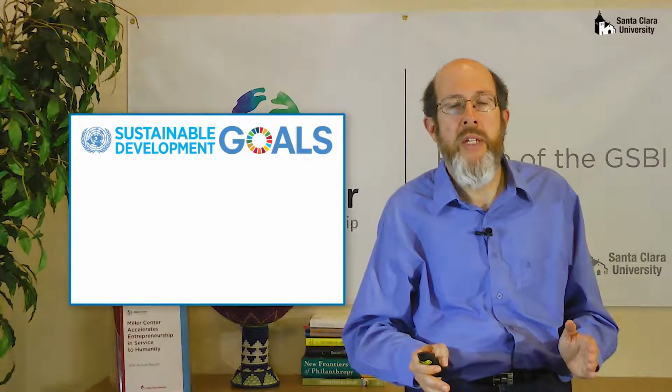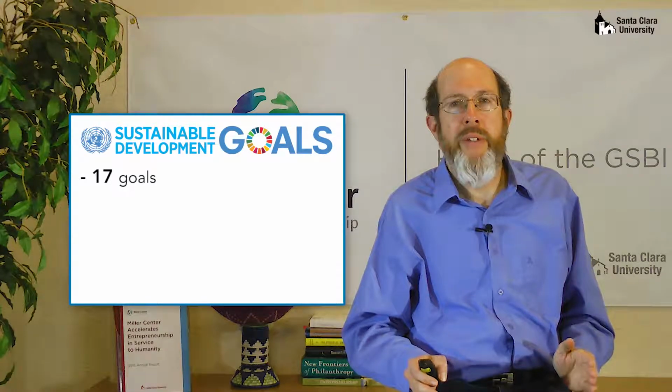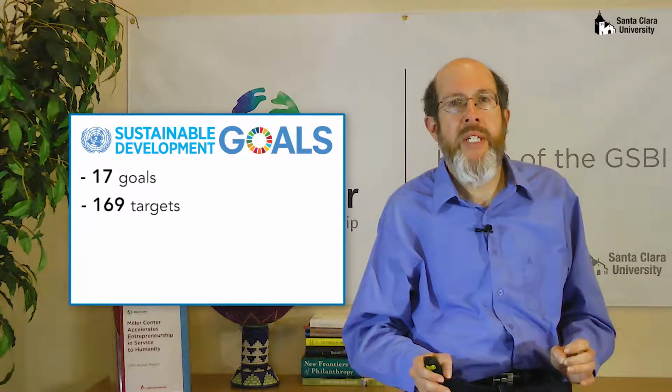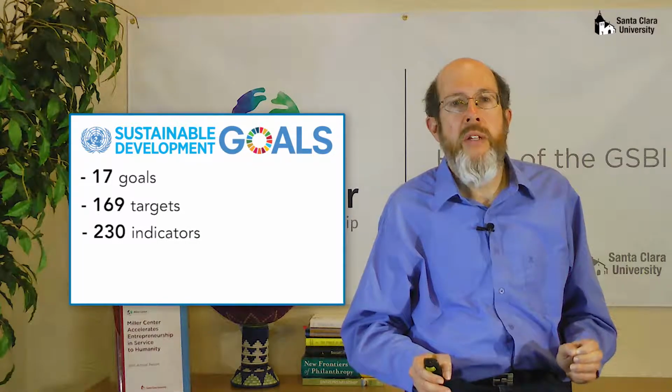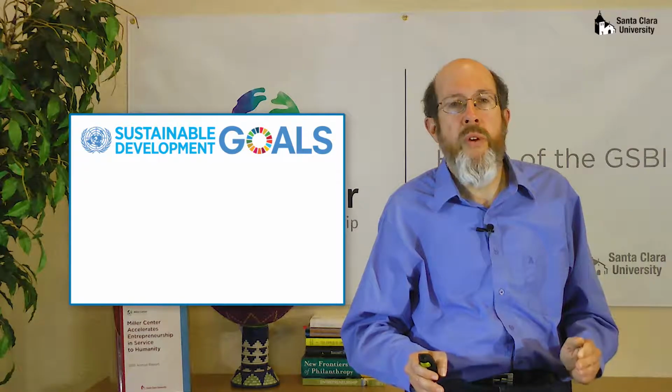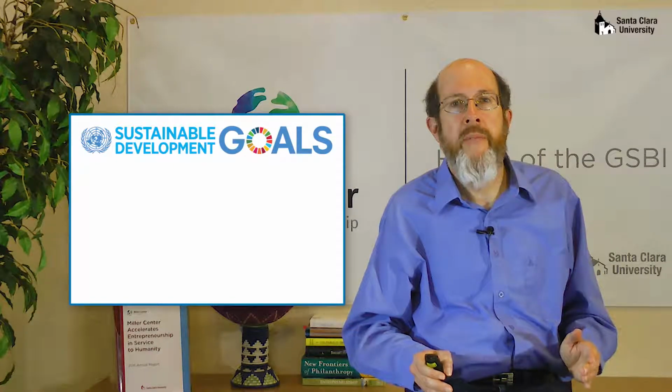One of the most important standards right now in international development and social enterprise is the United Nations Sustainable Development Goals. There are 17 Sustainable Development Goals, or SDGs as they're known. Those goals have 169 targets and actually 230 indicators. So it's a worthwhile exercise to look through those indicators and see which ones are relevant for your enterprise.